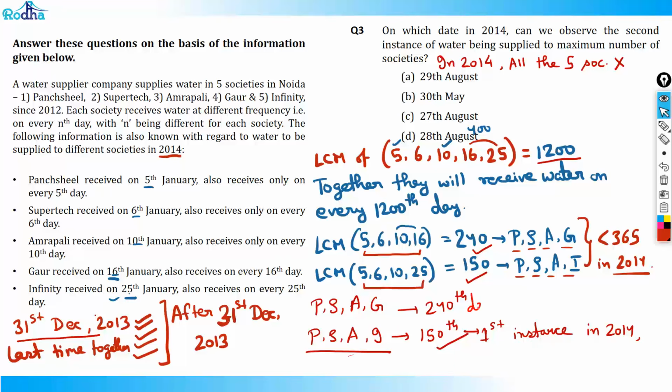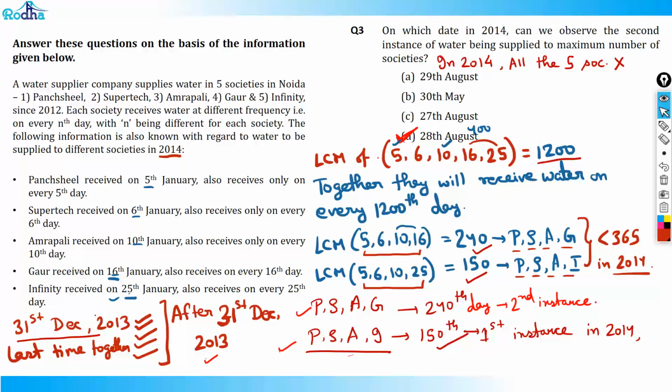So obviously the 240th day is the second such instance where 4 societies will receive water together. Maximum 4, right? Not the same 4 societies, just 4 societies. So which day is it? The 240th day. You can calculate simply: 240 days after 31st December 2013, you will get 28th August, right?